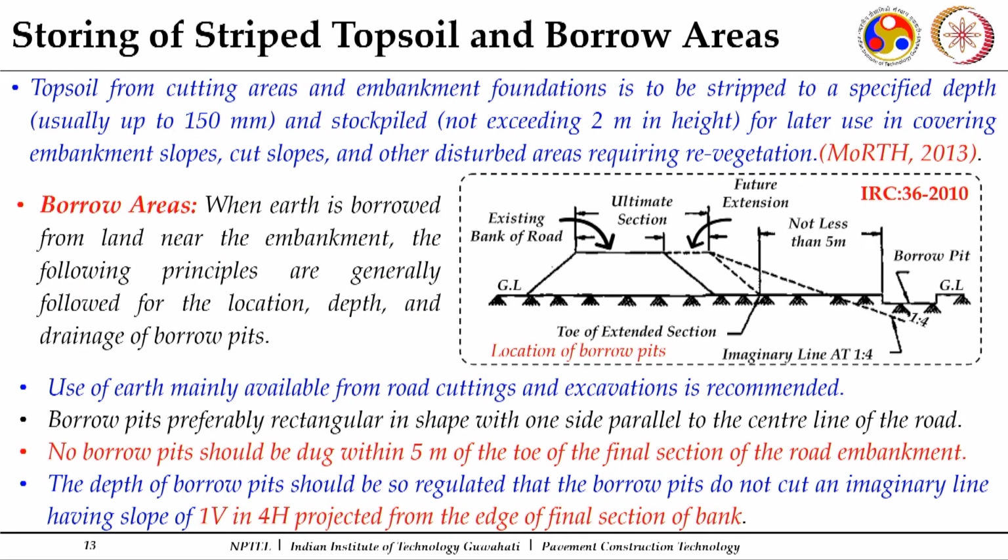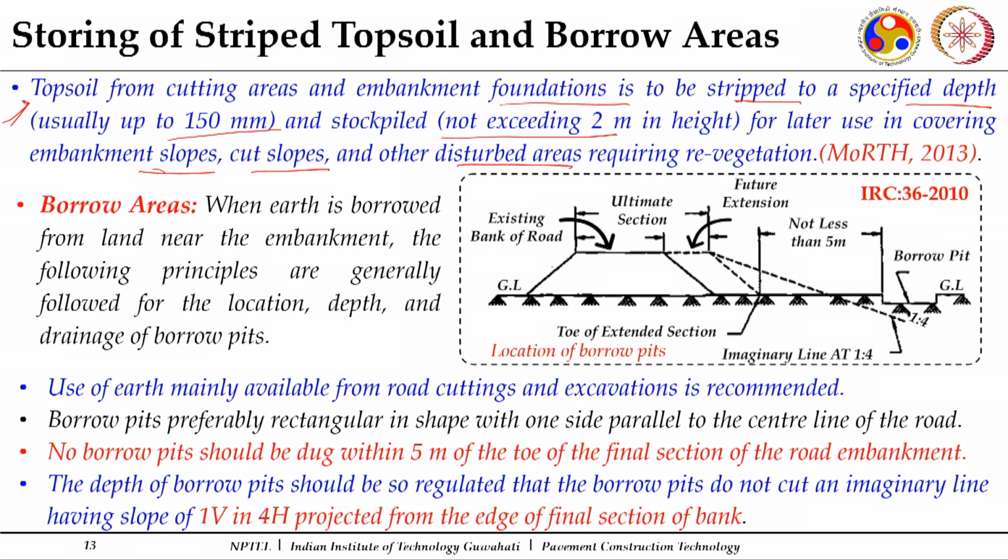Now, once the dewatering has been done, and before you start the construction, you will preferably store the topsoil from cutting areas and embankment foundations, stripped to a specified depth, normally 15 centimeter, and stockpiled to a height not greater than 2 meter for later use. This is specifically if it is good enough for embankment slopes, cut slopes and other disturbed areas, where revegetation is required so as to make your slopes stable.